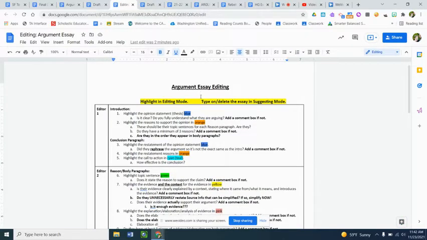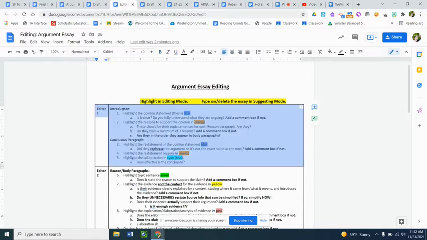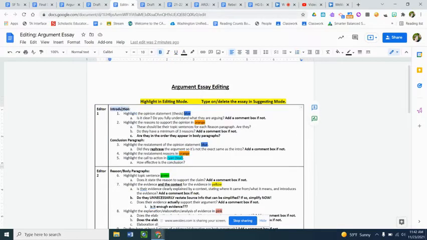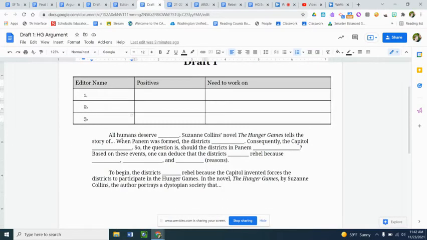Okay, so let's look at these jobs. Editor one, you are responsible just for the introduction and the conclusion paragraph of that person's essay. So you're not going to read the whole thing. You are just going to look at the introduction and the conclusion, and you're going to go through those steps. Editor one, you're going to highlight their thesis or claim in blue. You're going to highlight their reasons in orange, and make sure all of that is there. Now, not only are you going to highlight these things, you're going to make sure that the information is clear and understandable.